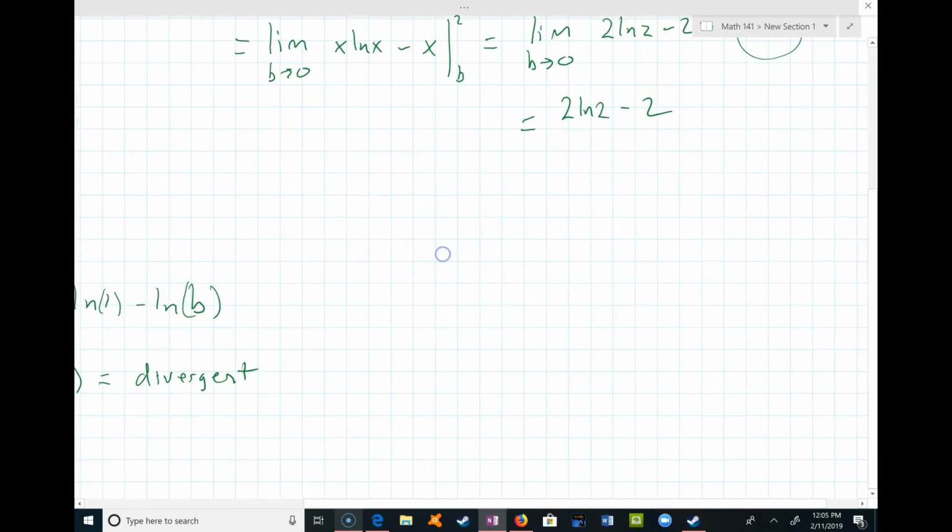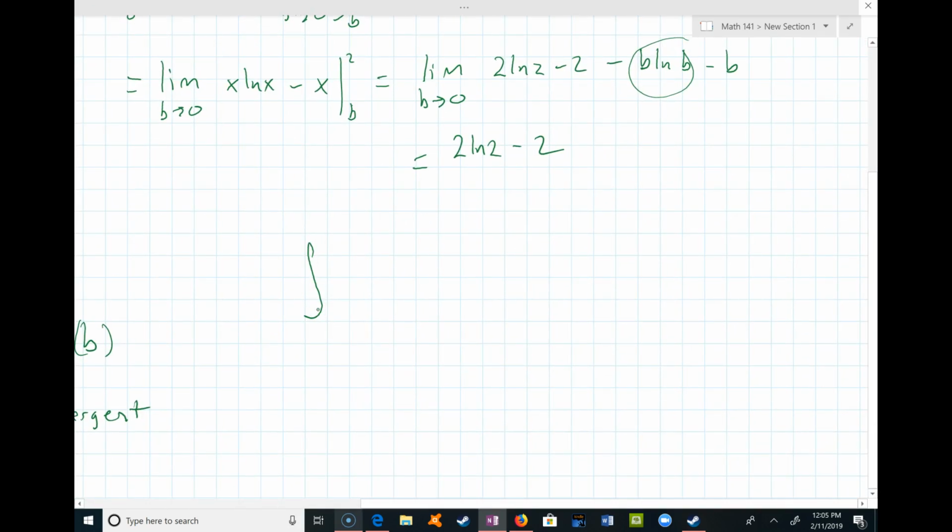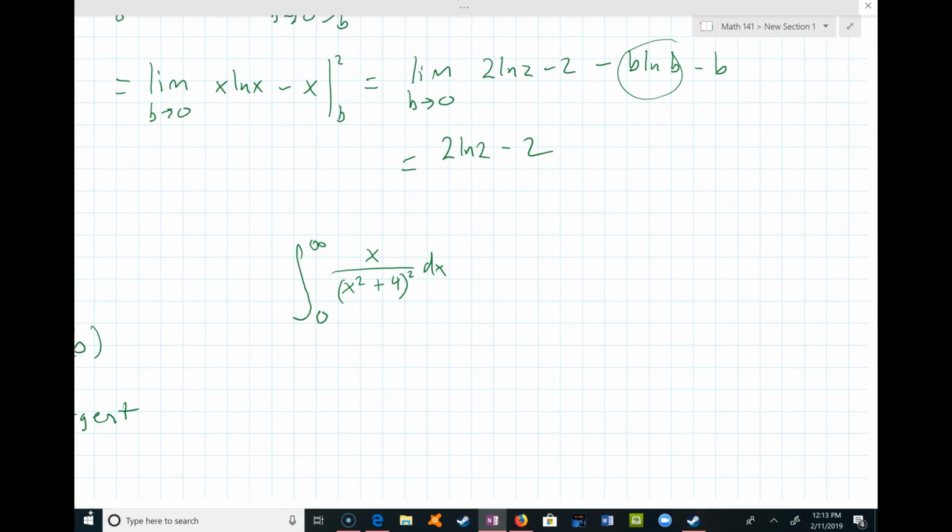Let's do a couple more examples here. What if we have the limit of, let's see, from 0 to infinity of x over x squared plus 4, with a squared on top, dx. So here's another example. This time the infinity is in the limits, so that's clearly an improper integral.